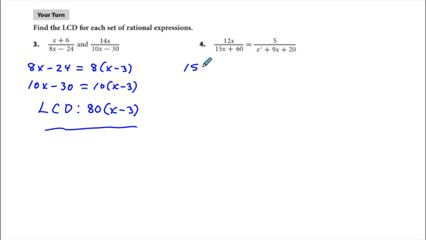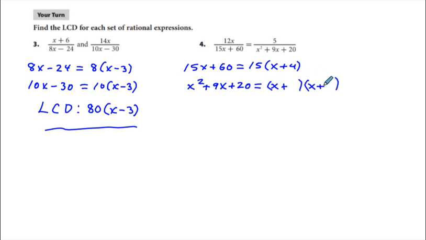Okay, for 15x plus 60, we're going to factor completely, and the common factor here is 15. So you have 15 times quantity x plus 4. And then for the second denominator, we have x squared plus 9x plus 20. And we ask the question, what two numbers do we multiply together to get 20 but add together to get 9? So we have x and x, and we have all pluses, so we're going to have x plus, x plus. Well, the two numbers are going to be 4 and 5.